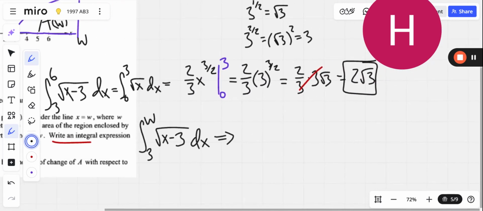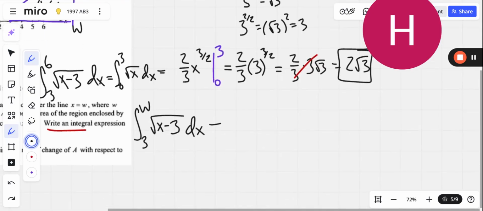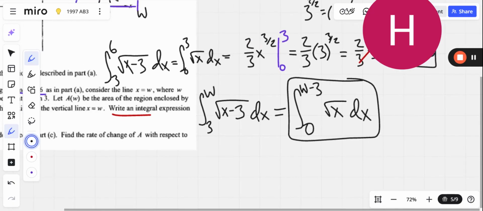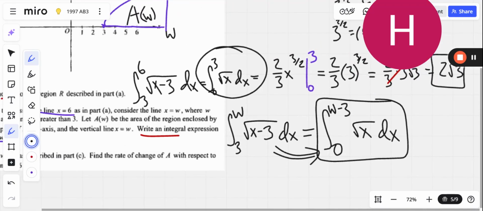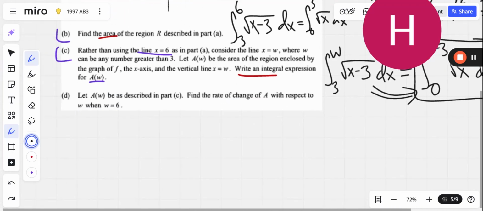And of course, we could do the same tactic that we did last time. We can just subtract 3 from those limits. We can go from 0 to w minus 3 of the square root of x dx. So that's another way to write it if you like. I don't think you have to do that final one, but it is kind of nice to use the same thing we did in part B. Makes sense to do it like that.